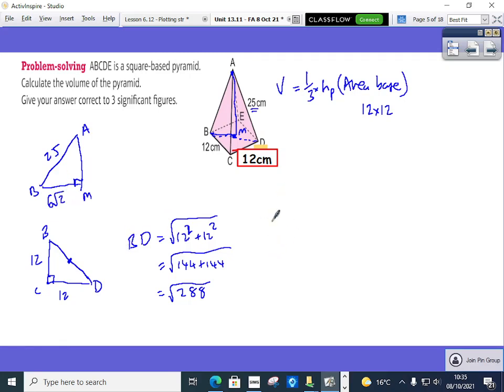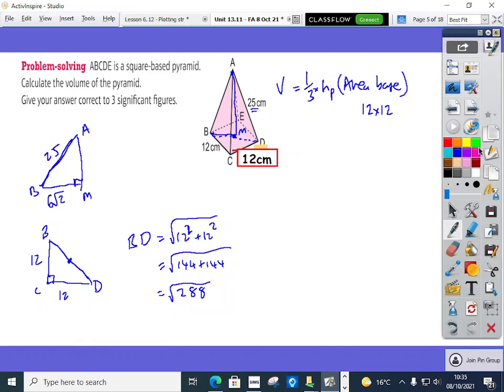Now, hear me now. When I've got BM and I've got AB, that's the hypotenuse. So I am going to use Pythagoras to work out AM. I'm just going to put that in red so it doesn't get confusing. AM is going to equal, now this time instead of adding, because we're not finding the hypotenuse, we're finding the shorter side, we must subtract. So you get 25 squared subtract 6 root 2 all squared, and then I'm going to square root that.